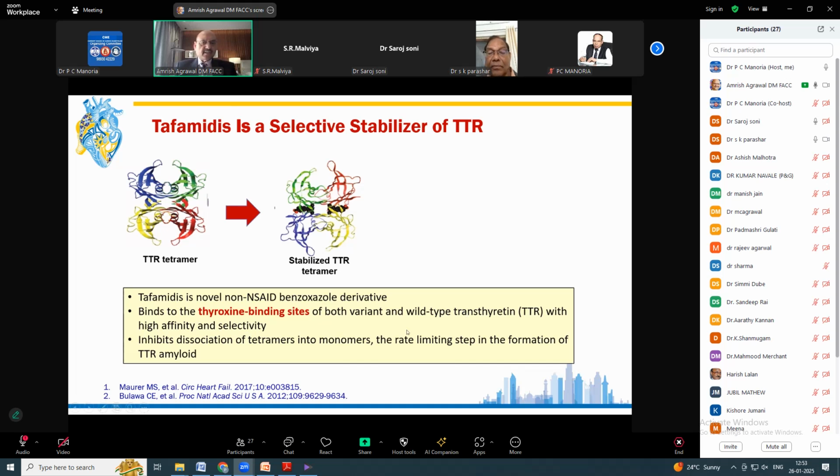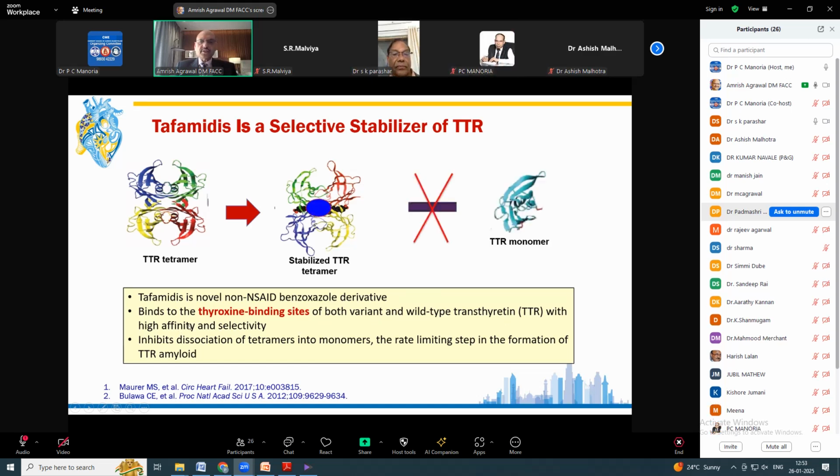It stabilizes the TTR tetramer into a stable form. It is a derivative of NSAID, and it binds to the thyroxine binding sites of both variant and wild type TTR protein with very high affinity and selectivity. It inhibits the dissociation into monomers, thereby decreasing the formation of amyloid fibrils. And obviously, if fewer fibrils are formed, fewer fibrils are deposited.